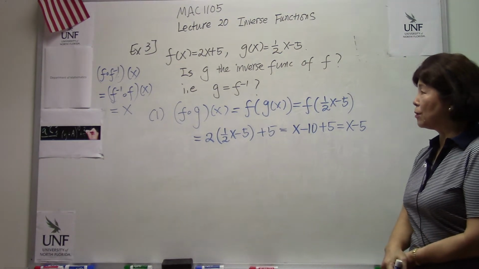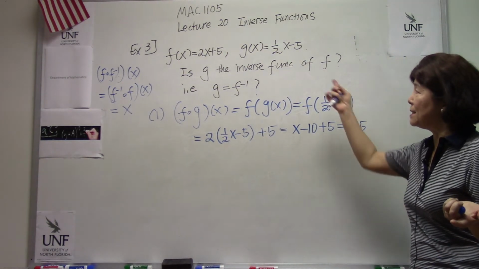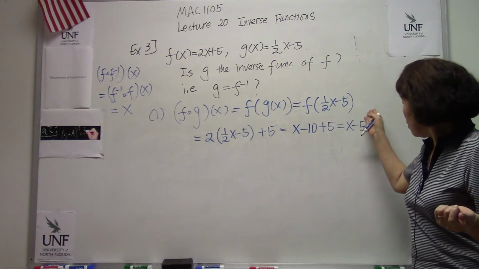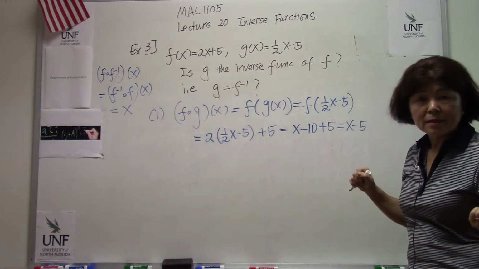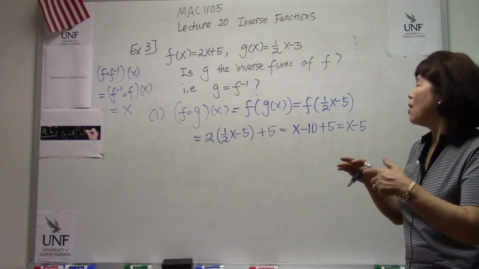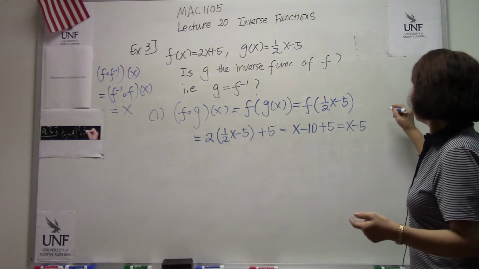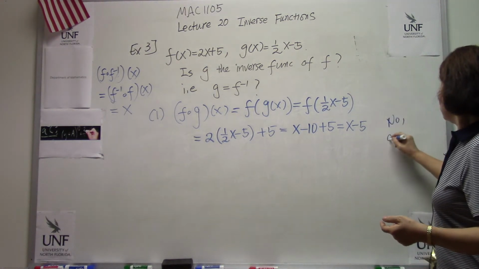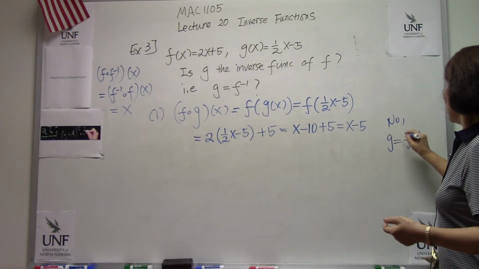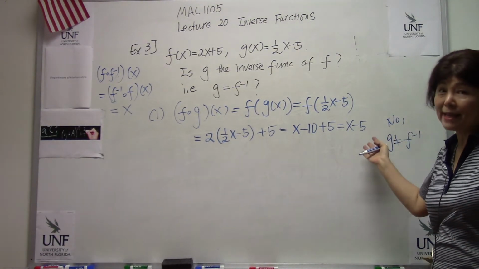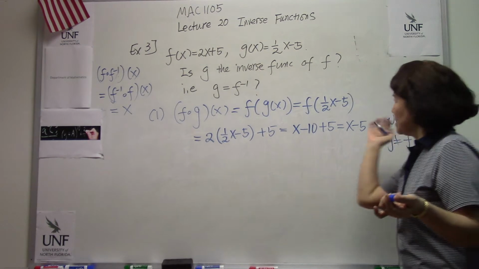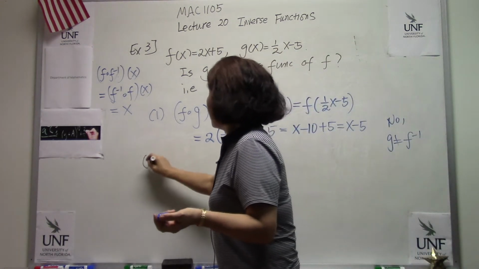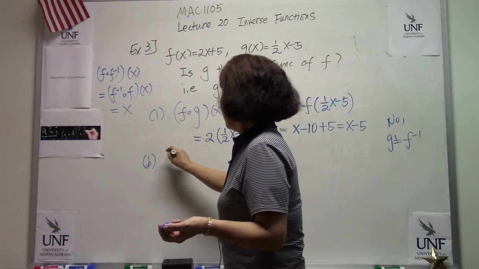Oops, what do you want to see? If you want to say this is inverse, you want to see just X, but it's X minus 5. So it's already, we can say, no, G is not F inverse. We can say that at this point. However, just for the sake of argument, I'm going to just continue, okay?